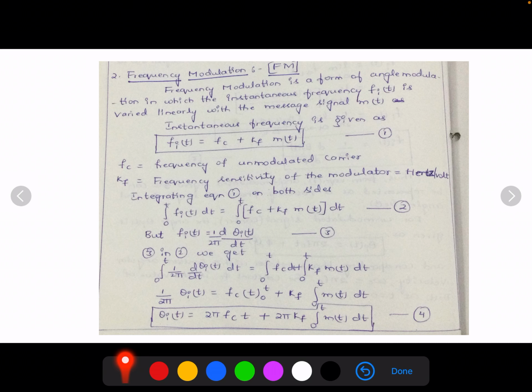So now we will integrate equation 1, fi of t, on both sides between the limits 0 to t, and we are replacing fi of t, which is equal to 1 over 2 pi into d theta i of t by dt. This we have already seen. So, replacing fi of t by this equation and integrating, after reducing we get theta i of t is equal to 2 pi fc t plus 2 pi kf integral 0 to t m of t into dt.